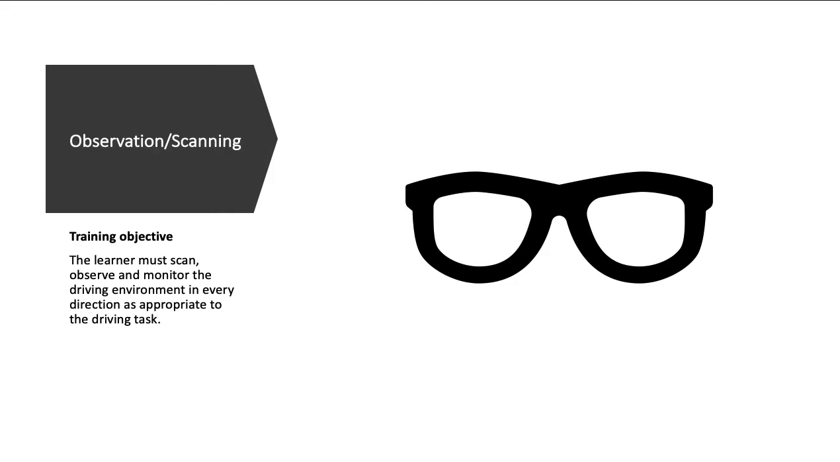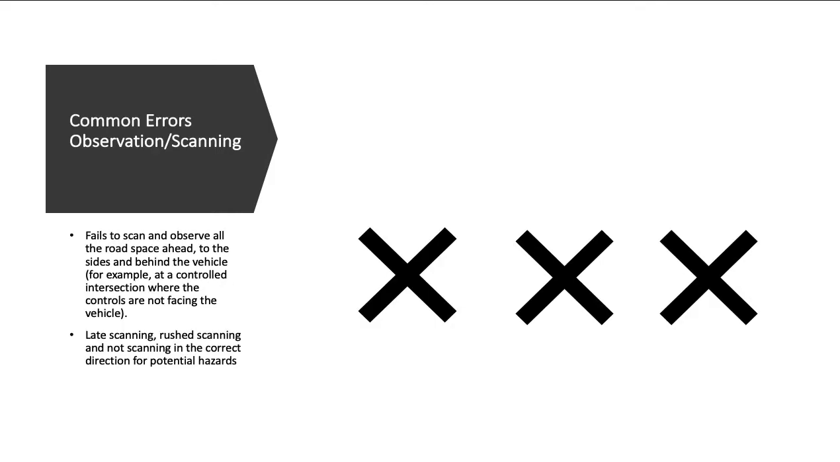Our training objective here: the learner must scan, observe and monitor the driving environment in every direction as appropriate to the driving task. Some common errors with observation and scanning. Fails to scan and observe all the road space ahead, to the sides and behind the vehicle, for example, at a controlled intersection where the controls are not facing the vehicle. Late scanning, rush scanning and not scanning in the correct direction for potential hazards. So for trainers, make sure that you're promoting high-level observation and scanning of what's going on.